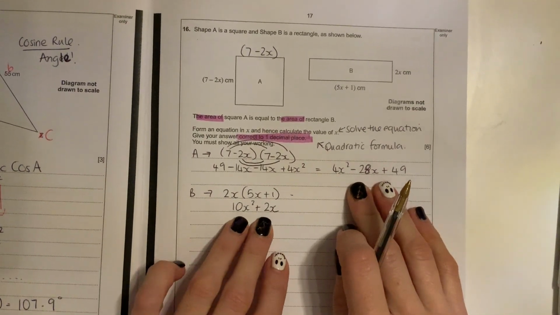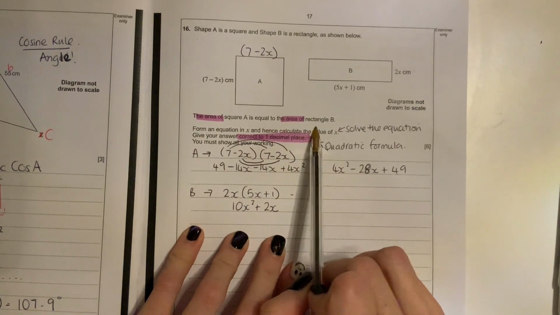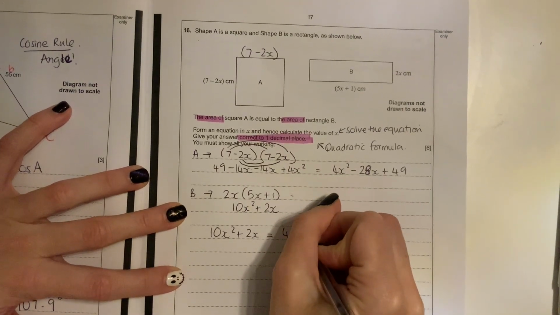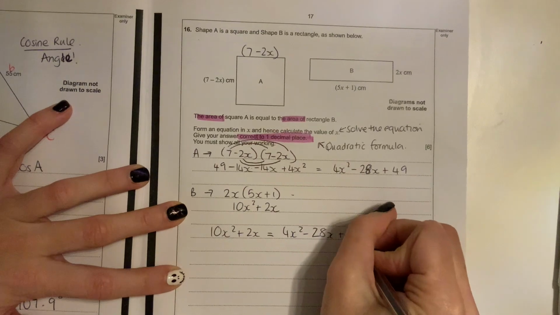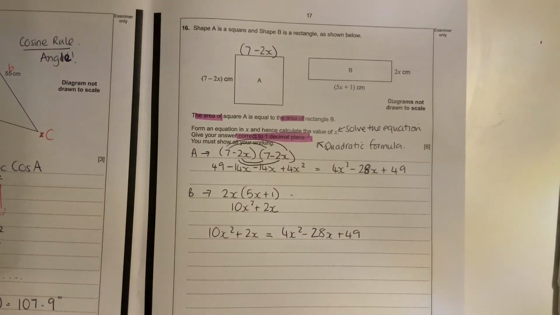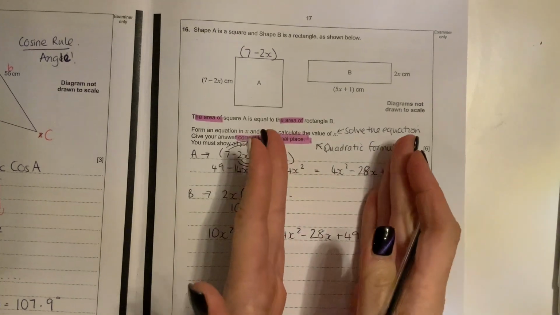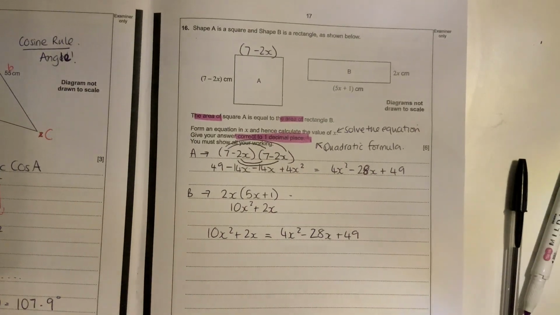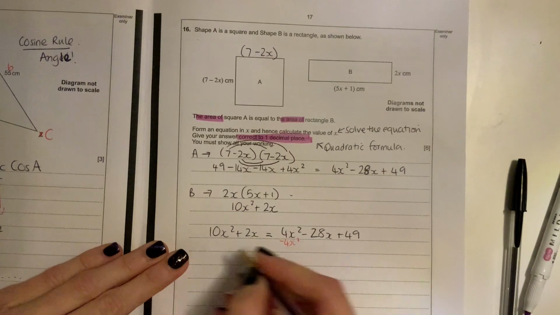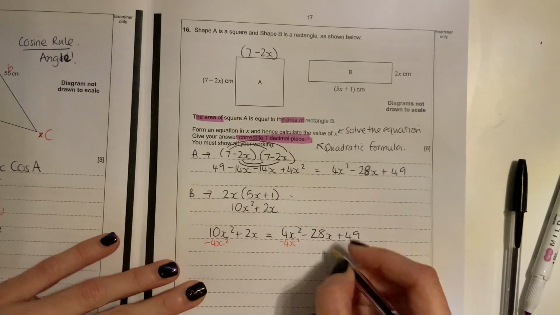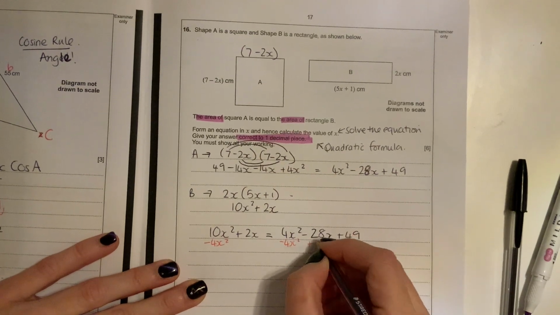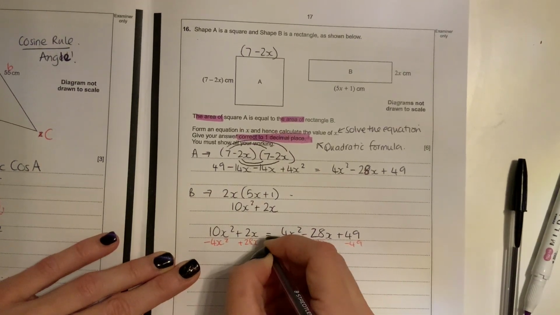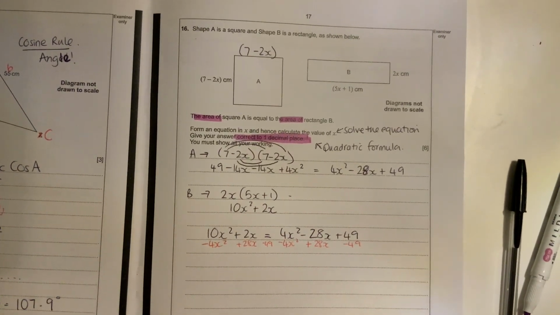Okay, so I've got two areas. It says they're equal to each other. So 10x squared plus 2x equals 4x squared minus 28x plus 49. What I've got to do now is make it all equal to 0. So I'm going to bring all of this over this side and make it equal to 0. I'm going to do it in one step. So I'm going to take 4x squared from each side. So I'm going to take the 4x squared from the 10x squared. I'm going to add, because it's a takeaway, 28x to each side. So I'm going to add 28x there. And I'm going to take 49. And there's nothing to take 49 away from, so we're just going to put a takeaway 49 there.